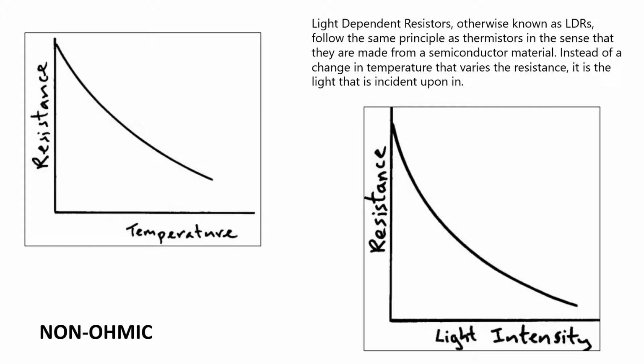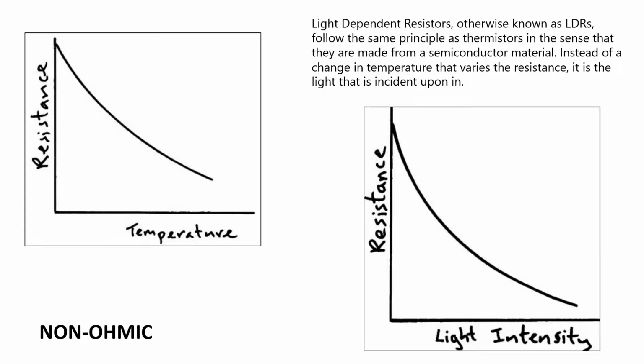So this is what the graph looks like for a thermistor. If you look at the left hand side, the resistance decreases as you increase temperature, and we say that this is non-ohmic because it doesn't follow V equals IR, because V is proportional to I for ohmic conductors, where R stays constant. So this is non-ohmic because it is not a straight line.